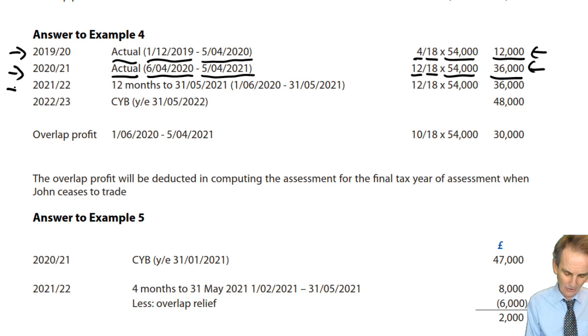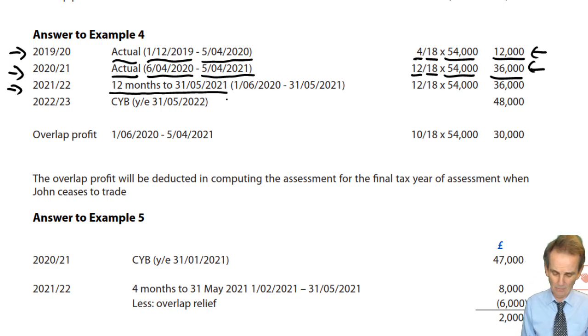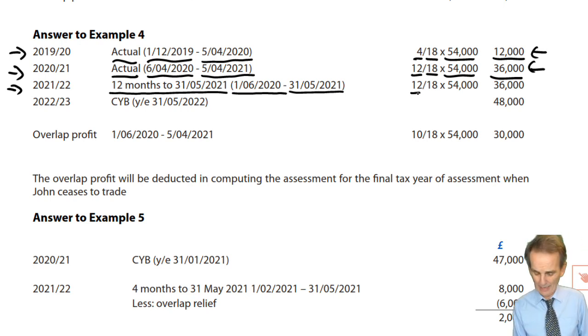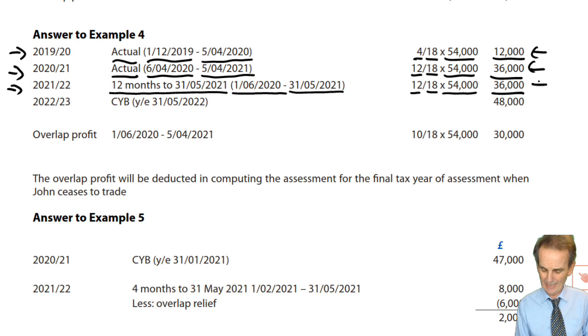What we've got, of course, in the third year, 21-22, is a long opening period ending in that third year, a period of more than 12 months. It is an 18-month period. So what do we do? Where we have a long period ending in the tax year, we take the last 12 months of that period, the 12 months up to that accounting period end date, which is the 31st of May 21. So as we're going to the 31st of May 21, 12 months prior to that would begin on the 1st of June 20. It is 12 months still out of the 18-month opening period in which we made the profit of 54. So yet again, it is £36,000 that is being assessed.